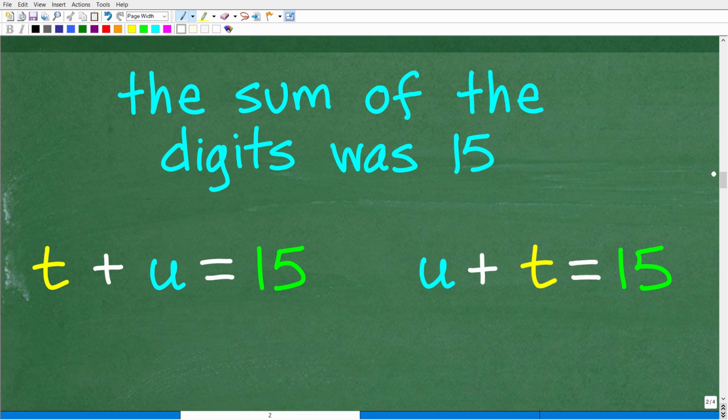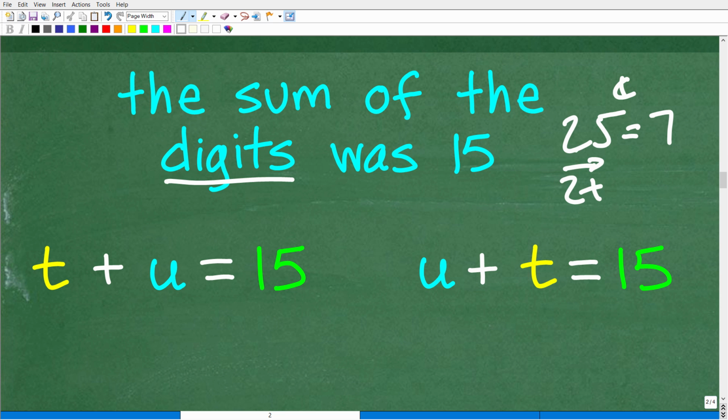The second equation is the sum of the digits was 15. It could be a little bit confusing, but now that we understand digits, if we have 25, let's go back to our 25 cents item price. What is the sum of the digits? Well, it's going to be 2 plus 5, which of course is 7. It doesn't make a difference if we add the 2, the tens, and then the units, or the units and the tens, we're still going to get the right answer.